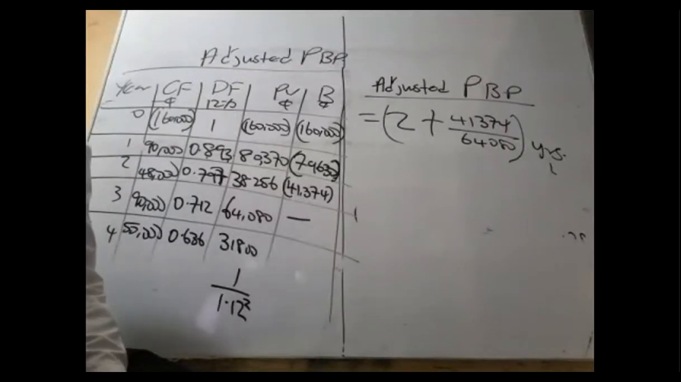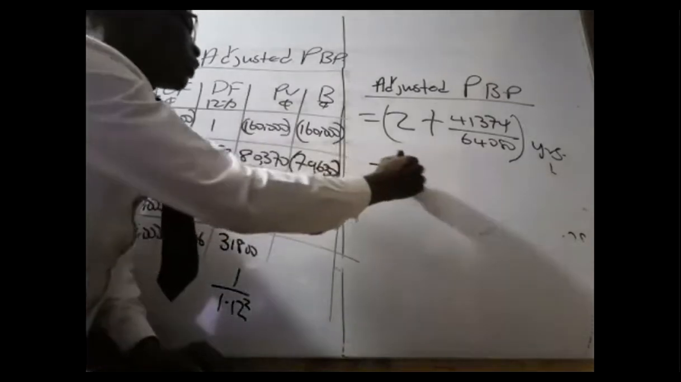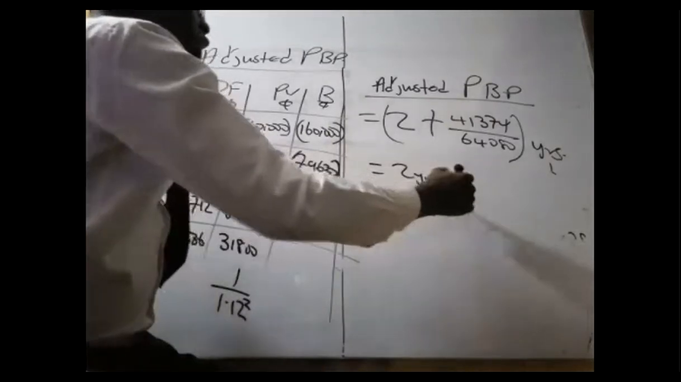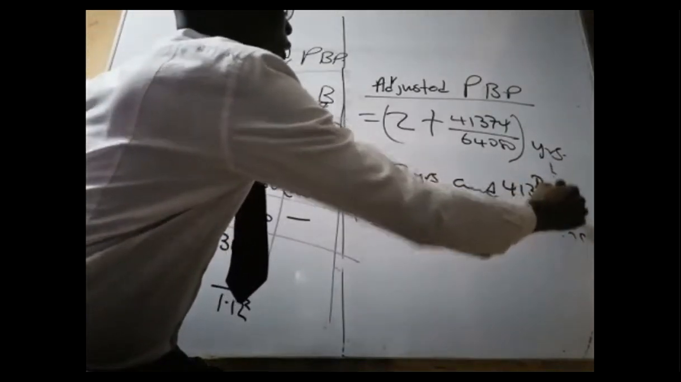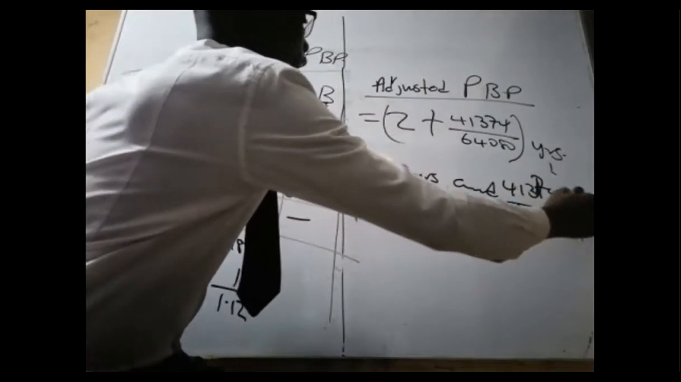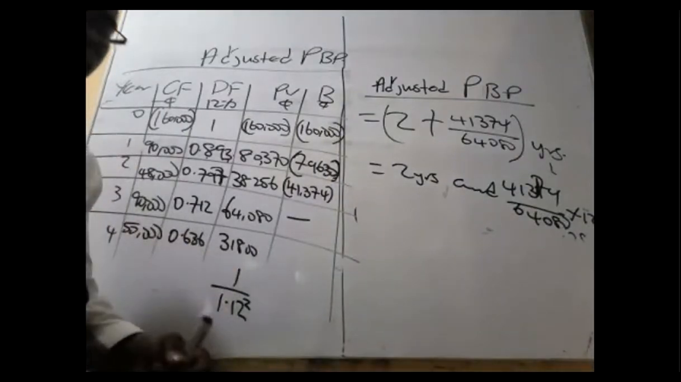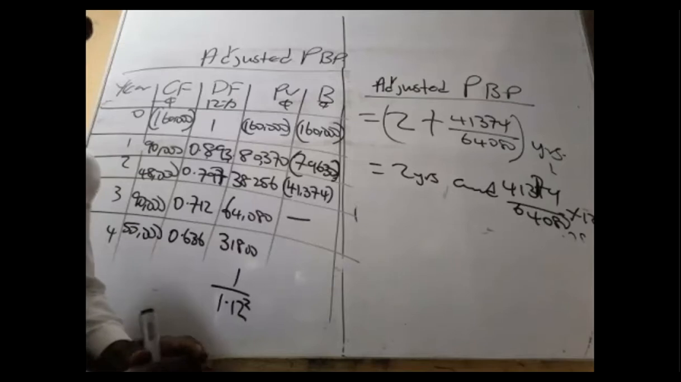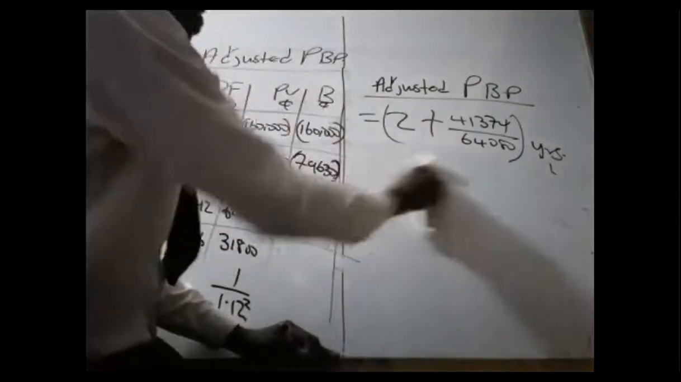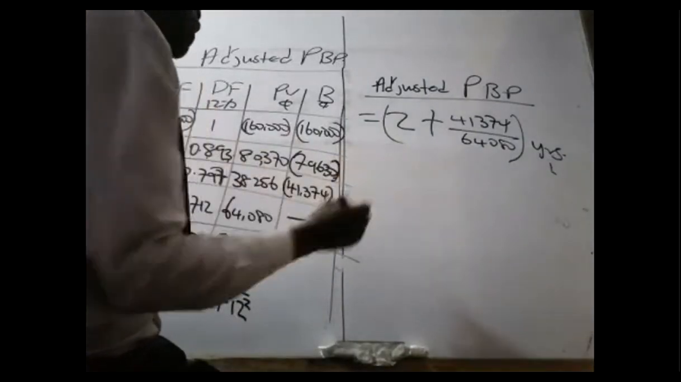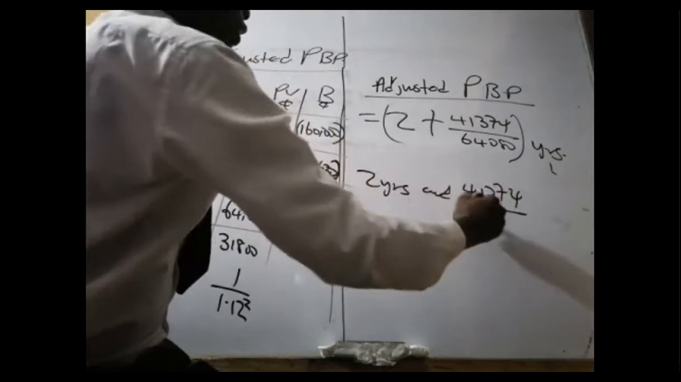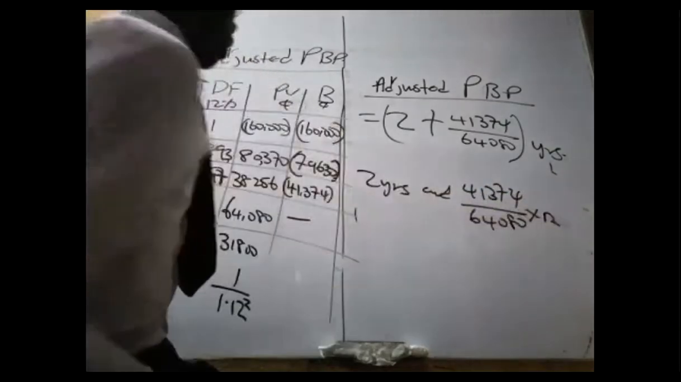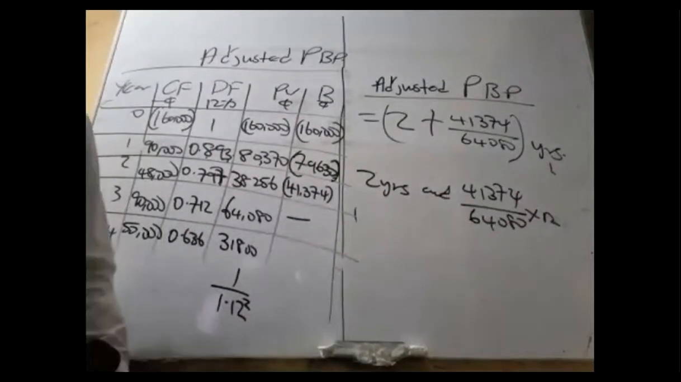Great. Let's quickly move on to the next level. We can also express it as 2 years and something months. That is, 2 years and 41,374 out of 64,808 times 12 months. Something like this will also work perfectly. If you want years and then months, it is 2 years and 41,374 over 64,80 times 12.